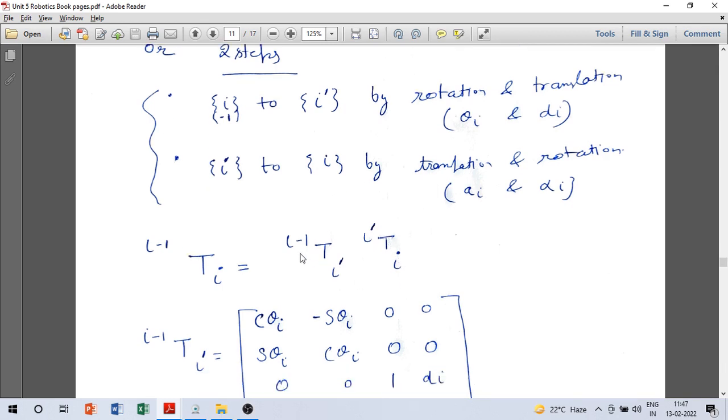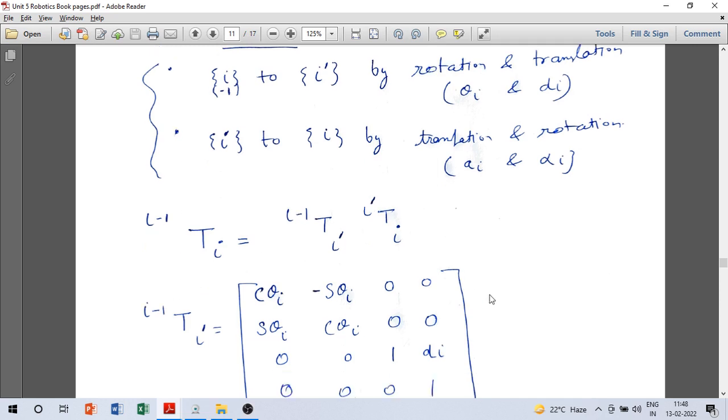Because this is matrix multiplication, if you multiply those two matrices, then this I dash and I dash will cancel. You will get I minus 1 T I. So that will be the mapping from frame I minus 1 to I. That is what we want. We have attached a frame I minus 1, we have a frame I, and we want a mapping between them. So you'll get that.